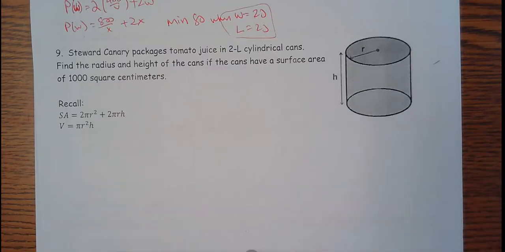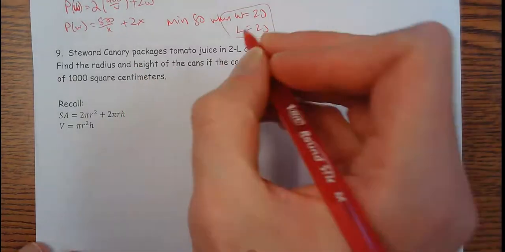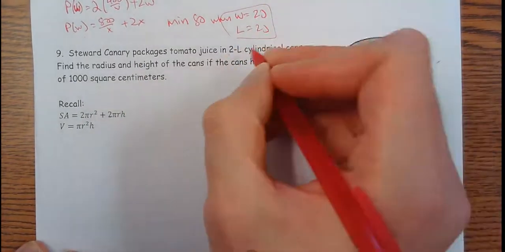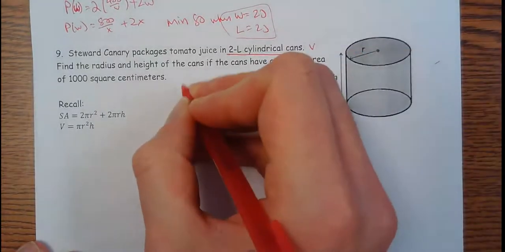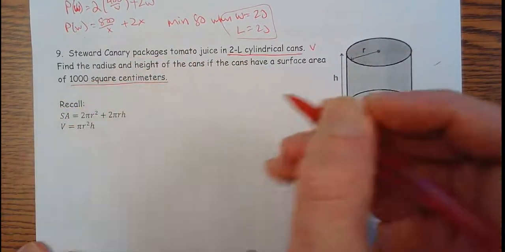So remember, we kind of do the same thing. We want to have it all in terms of one equation, and plug stuff in to eliminate, so we have just 2 variables total. That is the goal. So first off, they have 2 liters as your volume, and 1,000 square centimeters as your surface area.